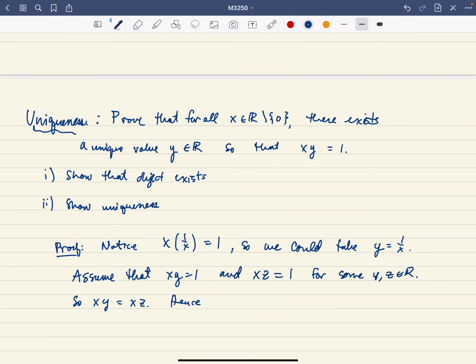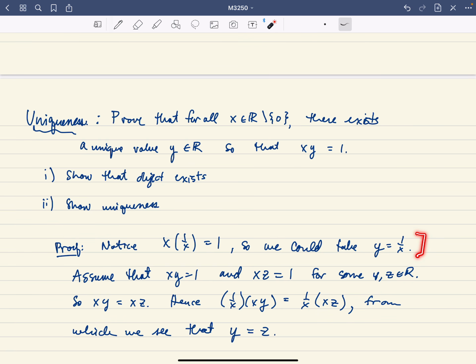And from there, we can take 1 over x times x times y and 1 over x times x times z. And basically, we're taking the equation from before and then multiplying by 1 over x. And from this, we can see that y must be equal to z. Okay, so that gives us uniqueness. So again, just to recap, we showed existence, and then once we had existence, we showed uniqueness. Okay, and that together is enough to show that this object is unique.